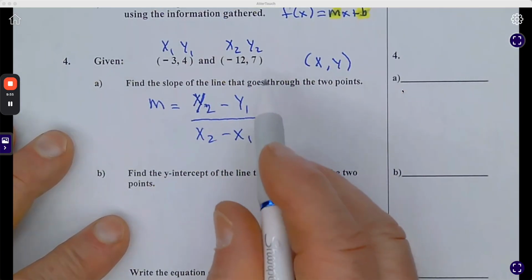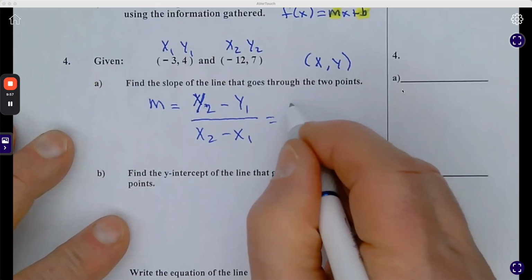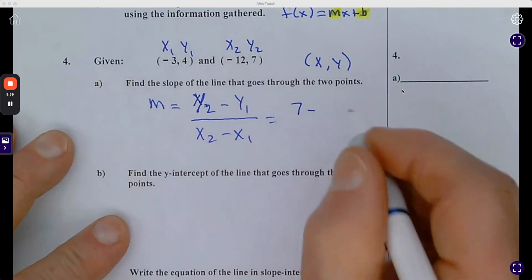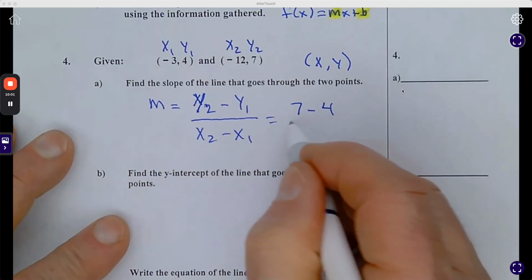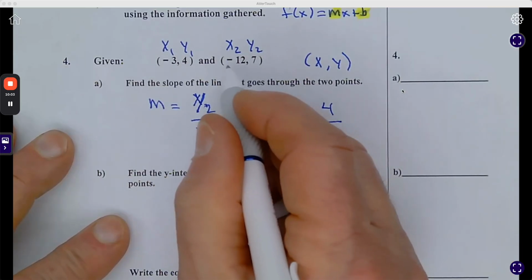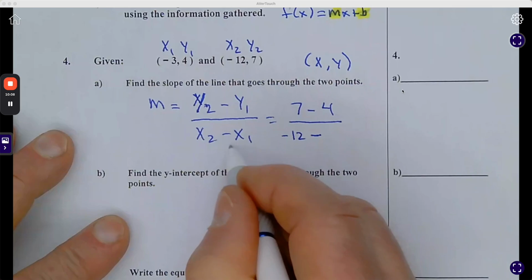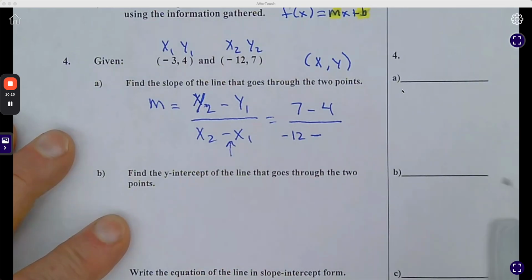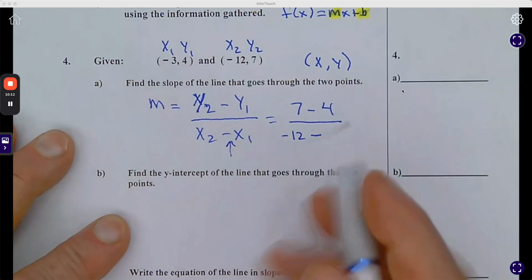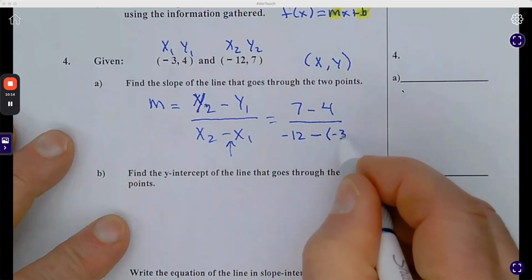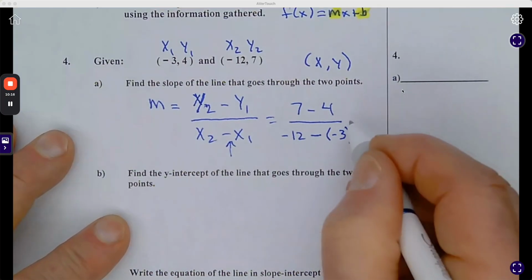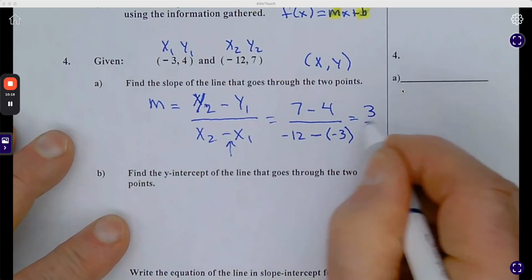I'm going to take my y2, that's 7, minus my y1, that's 4. And then I'm going to divide that by my x2, that's negative 12, minus, because the minus comes from right there. Now this is the tricky part. See how that's a negative 3? So I'm subtracting a negative 3. 7 minus 4 is 3.